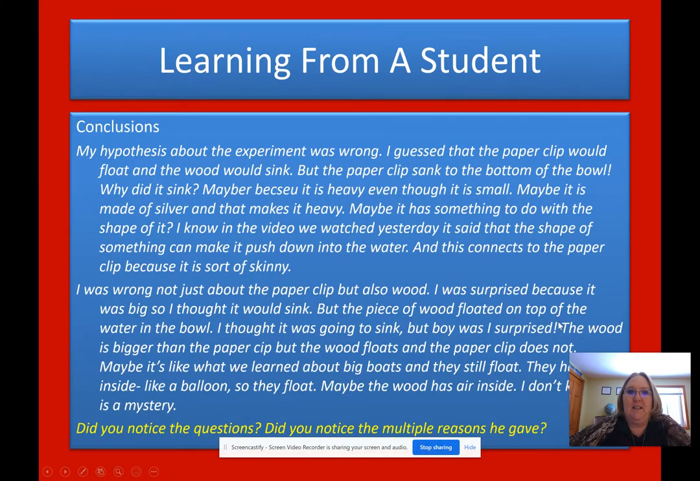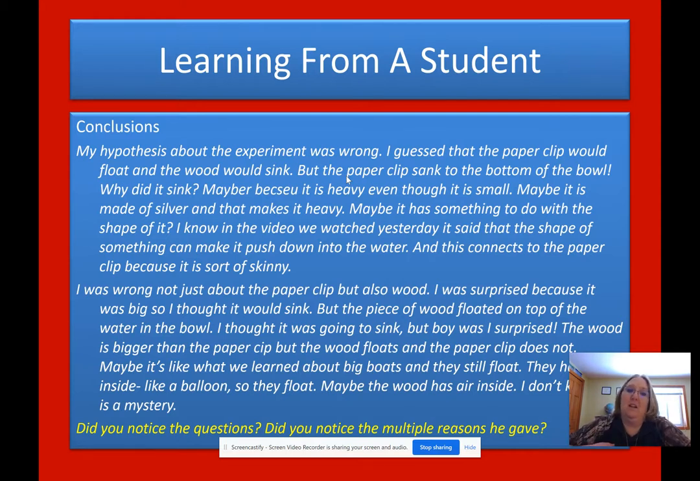My hypothesis about the experiment was wrong. I guessed that the paperclip would float and the wood would sink, but the paperclip sank to the bottom of the bowl. Why did it sink? Maybe because it is heavy, even though it is small. Maybe it is made of silver, and that makes it heavy. Maybe it has something to do with the shape of it. I know in the video we watched yesterday, it said that the shape of something can make it push down in the water. And this connects to the paperclip because it's sort of skinny.